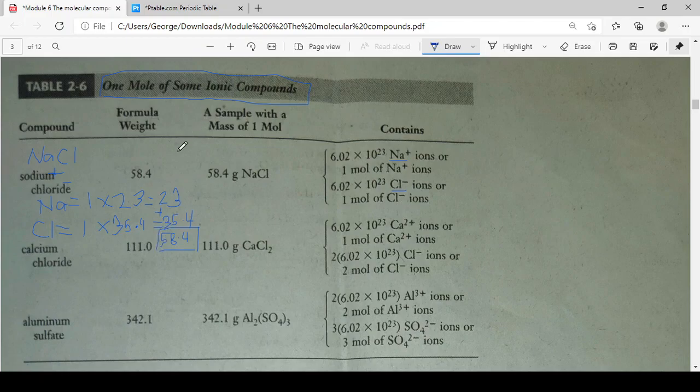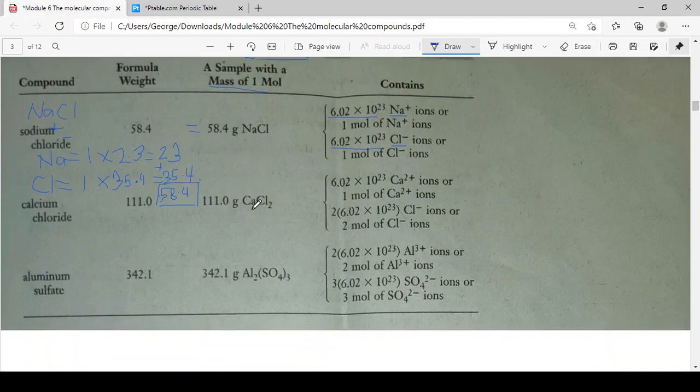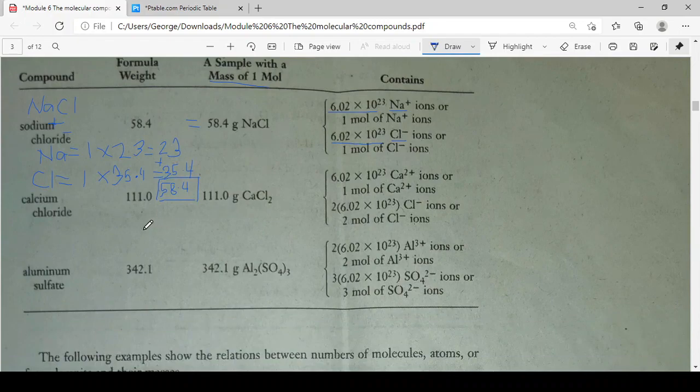Next, a sample with a mass of 1 mole. Therefore, our formula weight of 58.4 is always equal to the mass of 1 mole. Meaning, 58.4 grams of sodium chloride is its formula weight, and it is also the mass of 1 mole of sodium chloride. And what does it contain? It contains 1 mole of Na ion, 1 mole of chloride ion, and it also equals Avogadro's number, which is 6.022 times 10 raised to the power of 23.